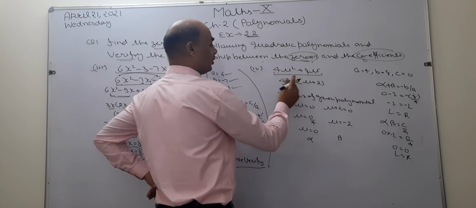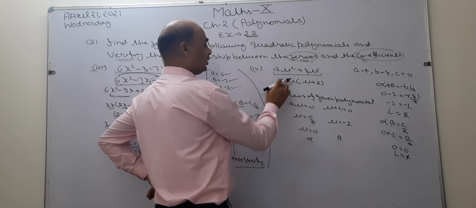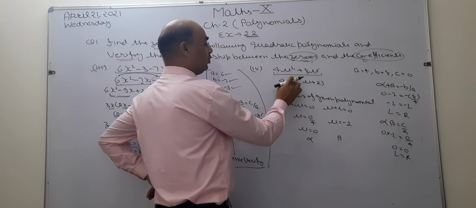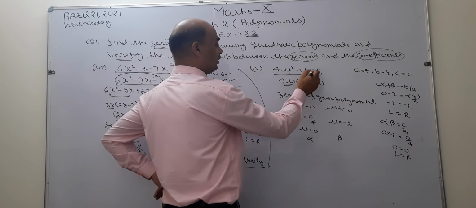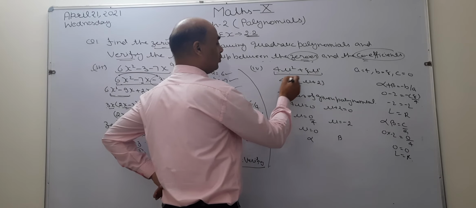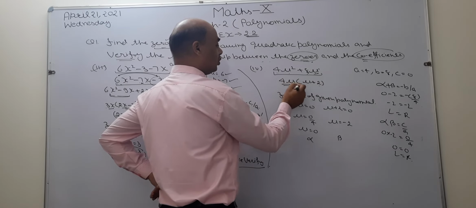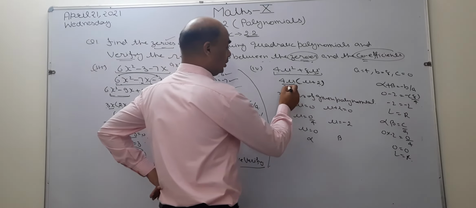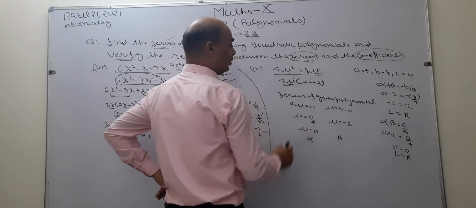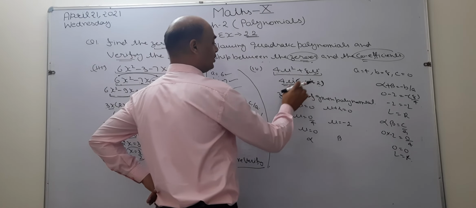I take 4u common. When I take 4u common from this first term, what is left? 4 is taken out. From the square I take u. It is left only u. Now 8 is divisible by 4. 4 2s are 8. 4 who is left? u is taken common, so this becomes u plus 2. Now these are the linear factors, so we do not need to factorize again.